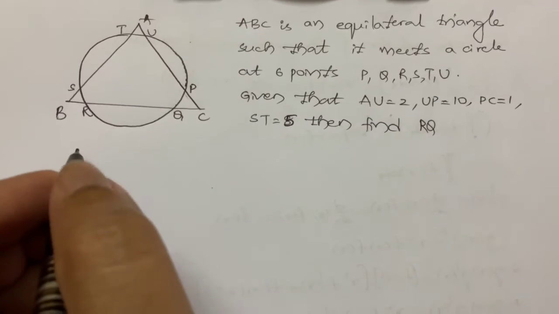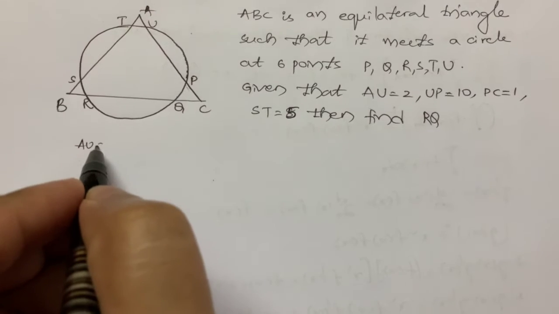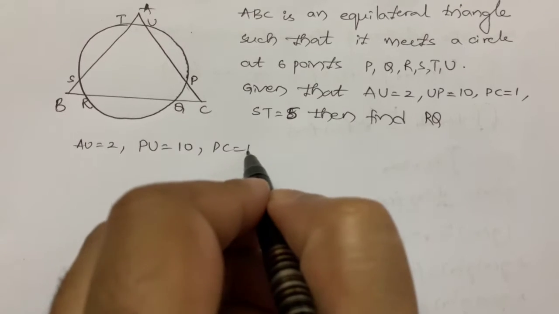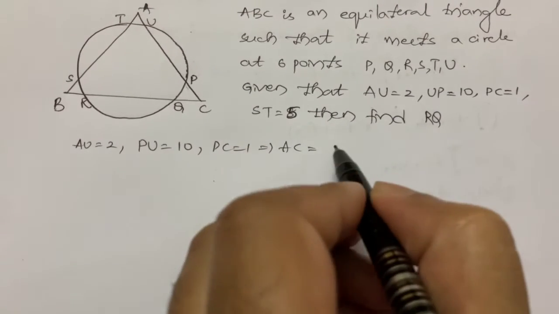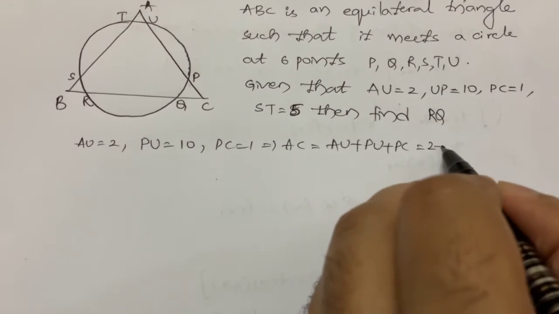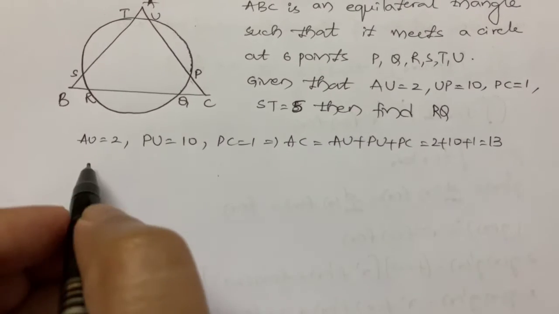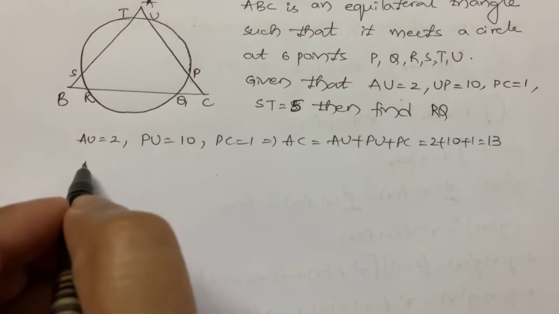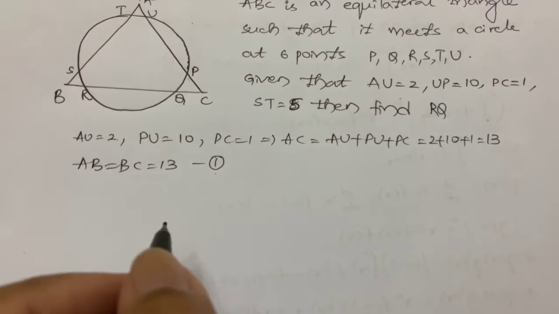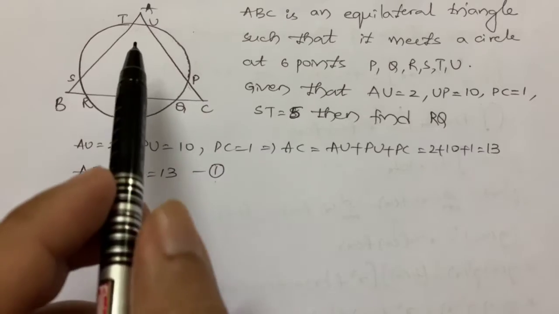So it is given that AU is equal to 2, PU is equal to 10, PC is equal to 1. With this I can determine AC. AC is equal to AU plus PU plus PC, which is 2 plus 10 plus 1. So what is this? 13. The side of the equilateral triangle is 13 units. So AB is equal to BC is equal to 13. And now we'll use length of the tangent and power of a point.